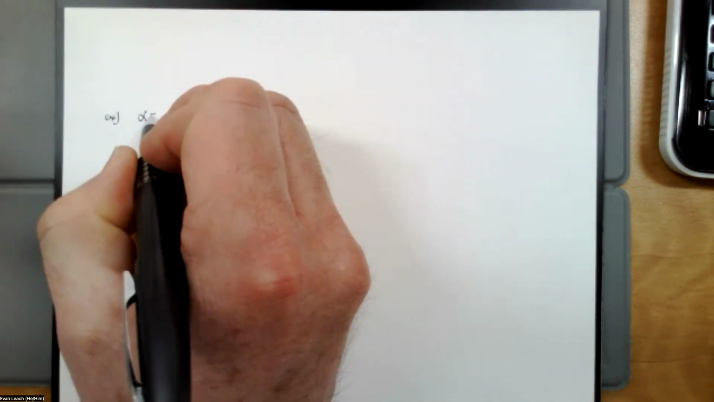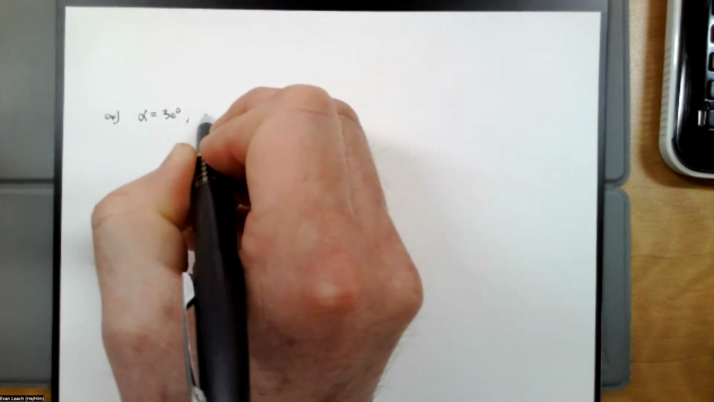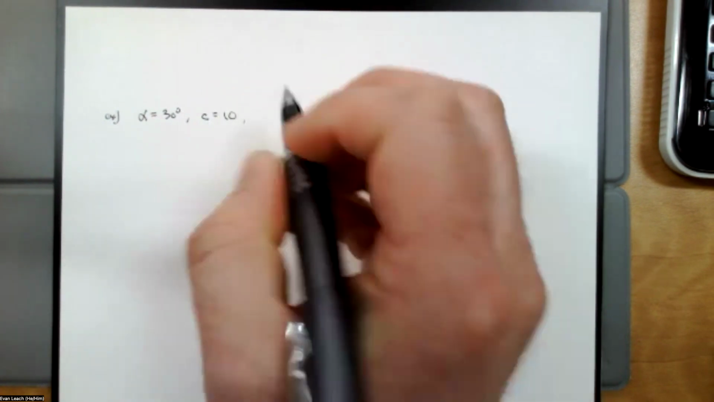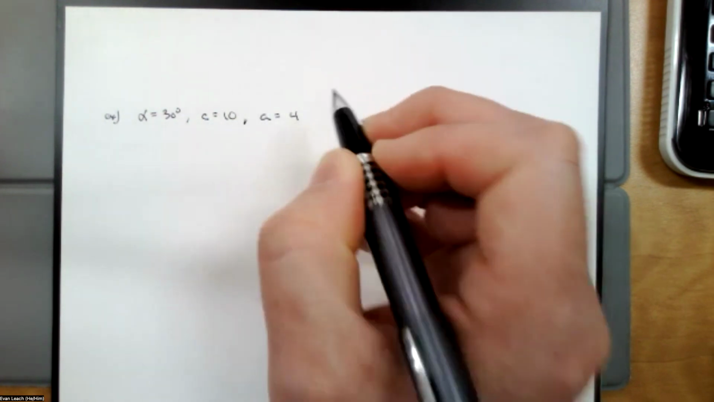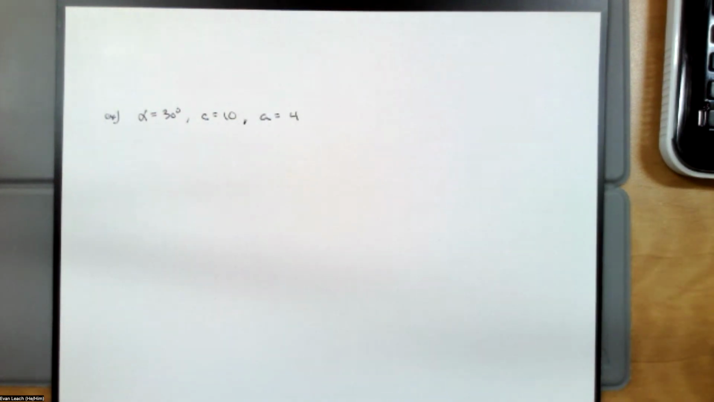let's suppose that alpha is 30 degrees, side C is 10 units, and side A, the side opposite the given angle, is only 4. You might remember that the height is 10 times the sine of 30, so the height is 5. And right now, the side opposite the given angle is less than the height, so there is no triangle.